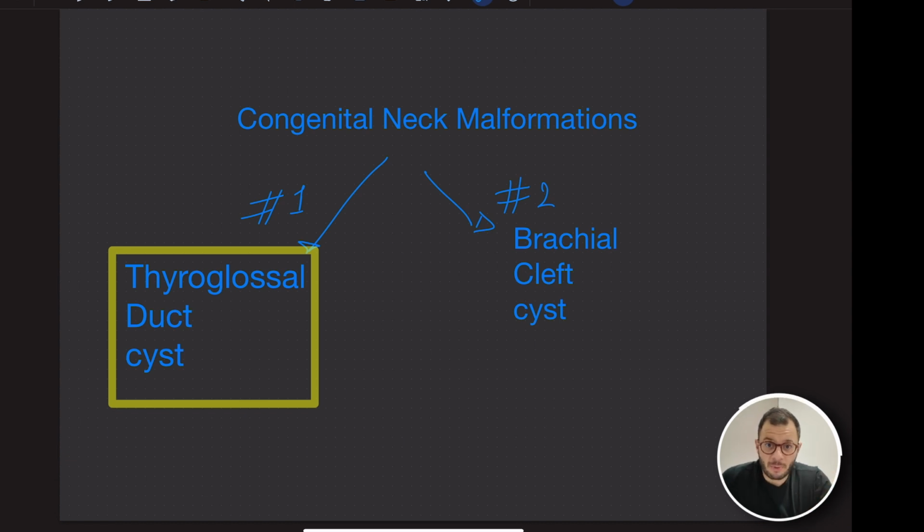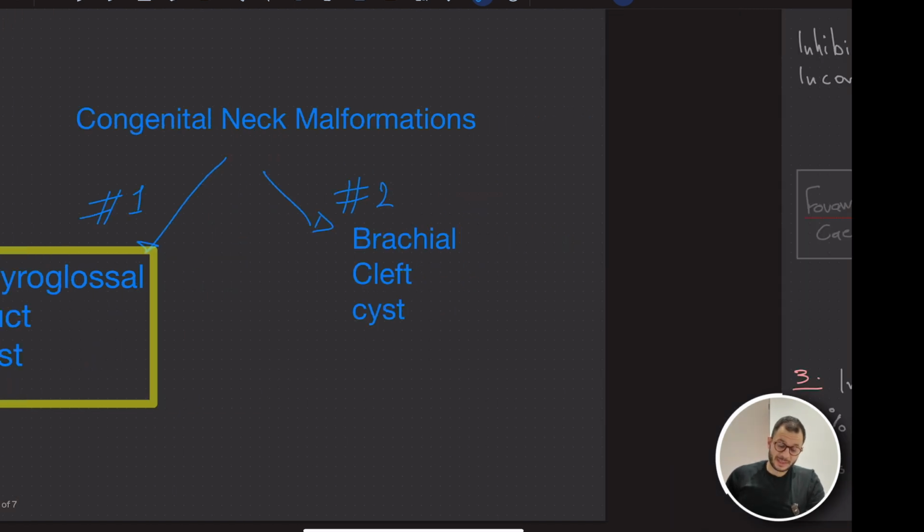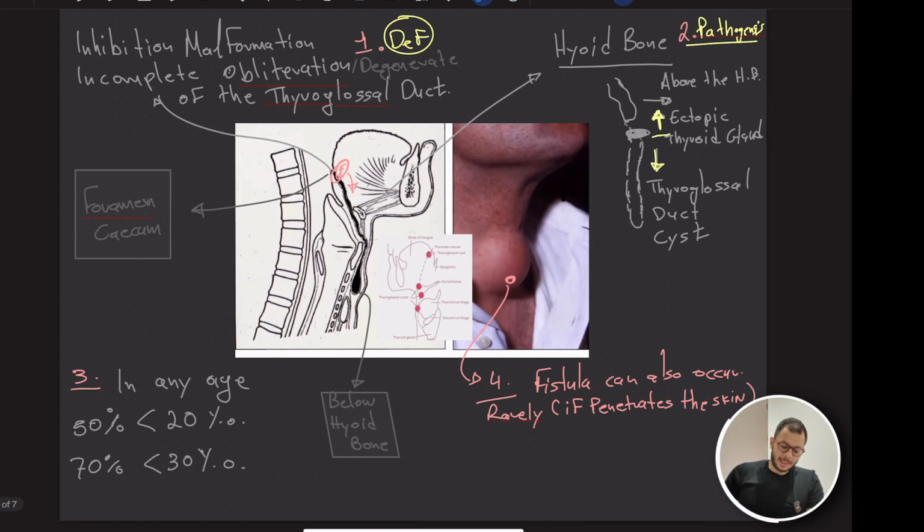Now let's jump right into today's topic, and this will be congenital neck malformations. The most common congenital neck malformation, and what we're about to talk about today, is the thyroglossal duct cyst. Now, as you can see here, by definition, it's an incomplete obliteration or incomplete degeneration of the thyroglossal duct.